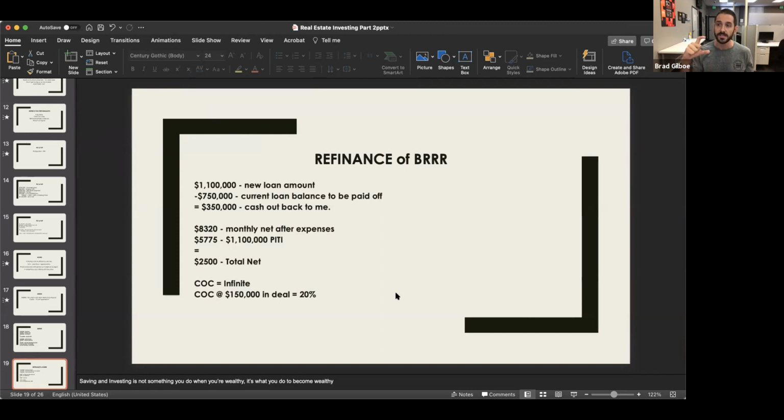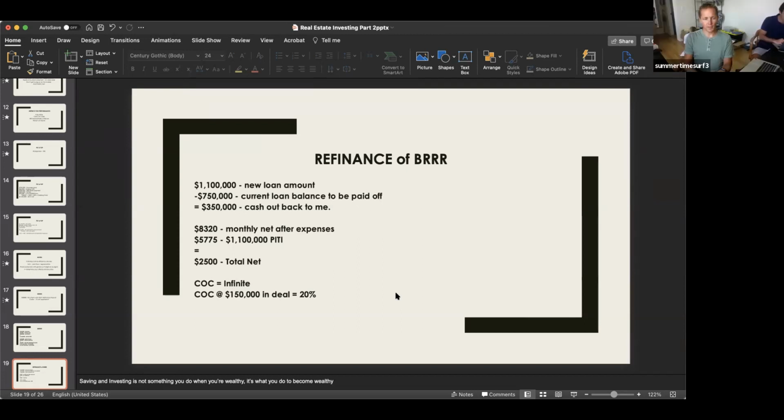So if you're doing a cash out refinance based on the equity of your property, you don't pay taxes on the money that you take out. You only pay taxes on taxable events, which are like sales. So when I go to sell it, if that's ever something that I want to do.